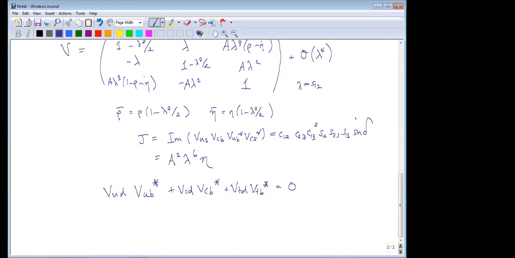So what you have is a rather open-looking triangle if you draw these things in the complex plane. I believe where I ended up last time was to talk about this triangle, a terrible-looking triangle, but you get the basic gist of it, hopefully. And so this length would be V_td V_tb star divided by V_cd V_cb star. So we're going to normalize it by that second one.